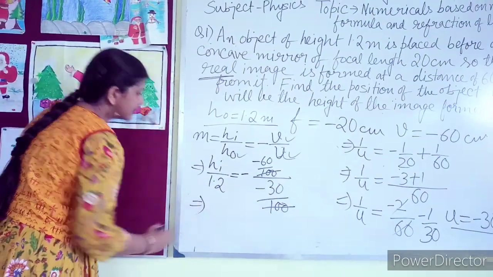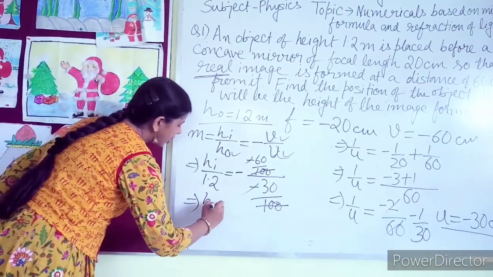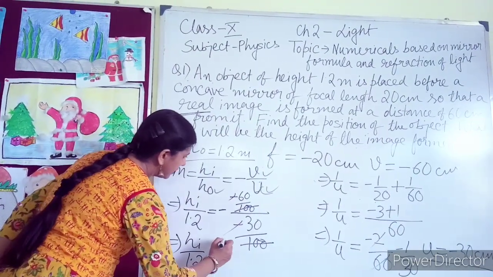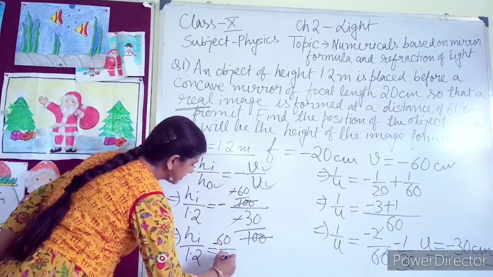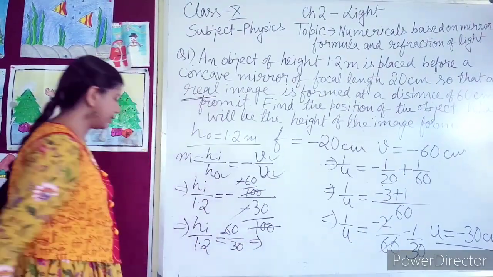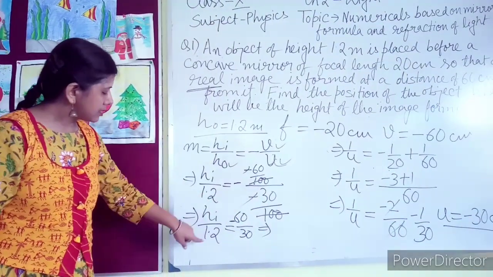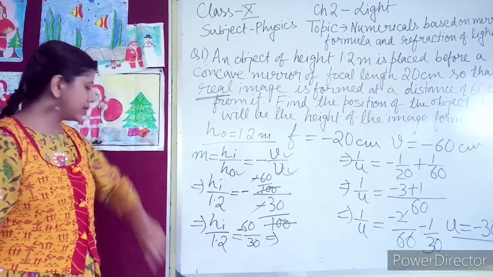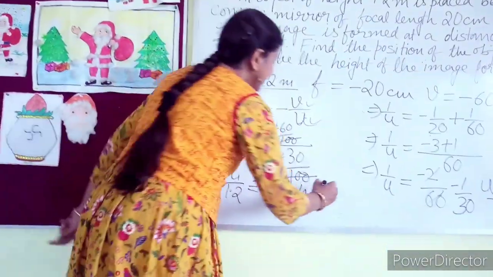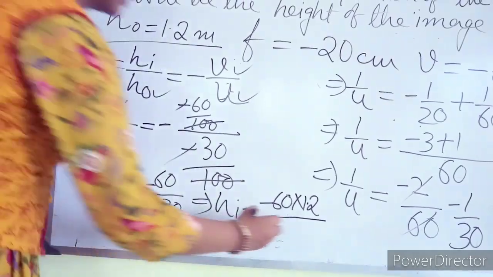So what am I going to get? Again this negative sign is going to be cancelled. So hi by 1.2 equals 60 minus 60 by 30. The minus sign is there. By cross multiplying, what I am going to get? That is hi into 30 equals minus 60 into 1.2. So what will be my hi? Hi will be minus 60 into 1.2 divided by 30.